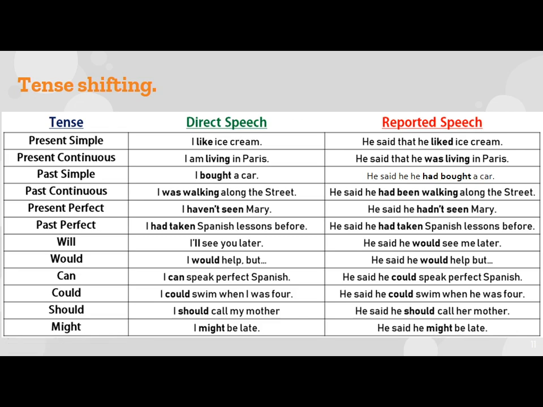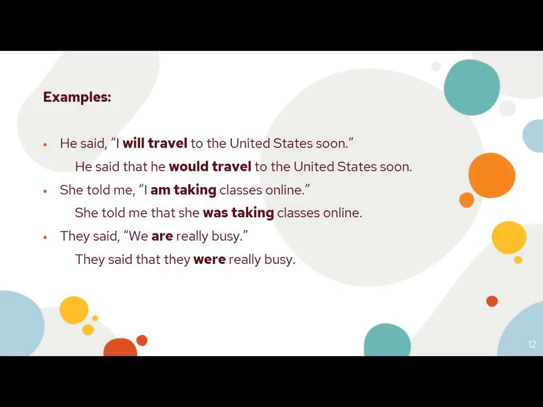Again, how can you learn them by heart? Just by memorizing them. Okay, you need to practice and practice, checking the different tenses, the tenses that you're going to have in the direct speech and the ones that you have to use whenever you're using the reported speech. Okay, so let's continue with some examples.